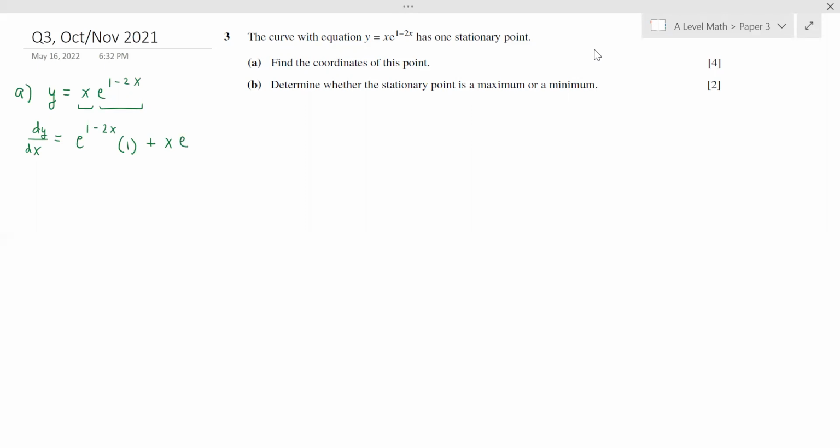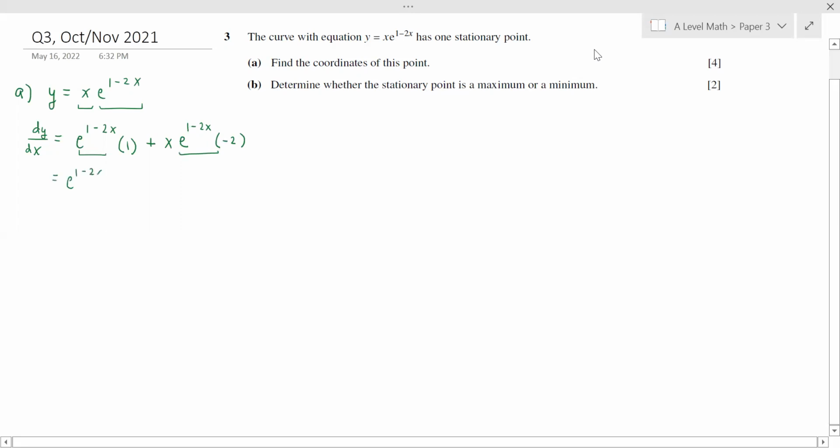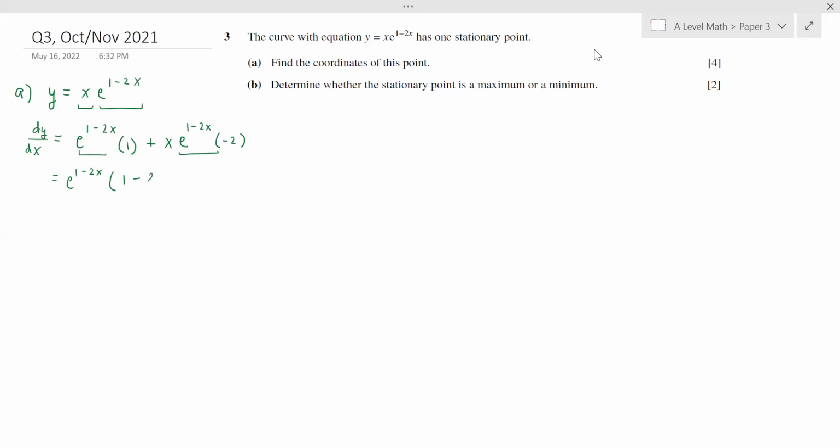We need to apply the chain rule. We have e to the 1 minus 2x. The derivative of 1 minus 2x is negative 2. e to the 1 minus 2x can be factored. We factor out e to the 1 minus 2x, and we have 1 minus 2x. That will give us dy dx.